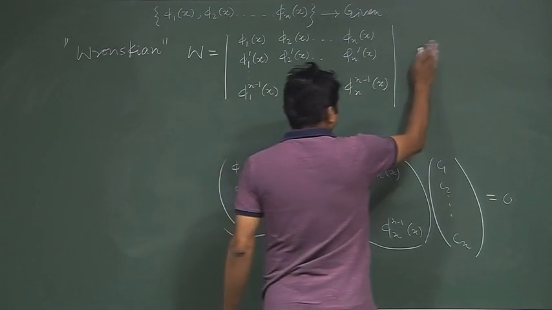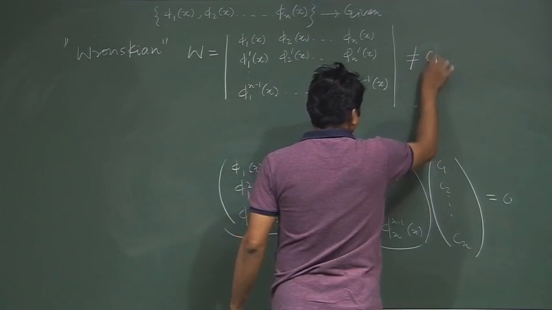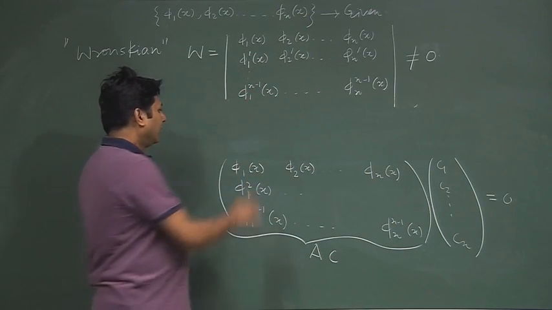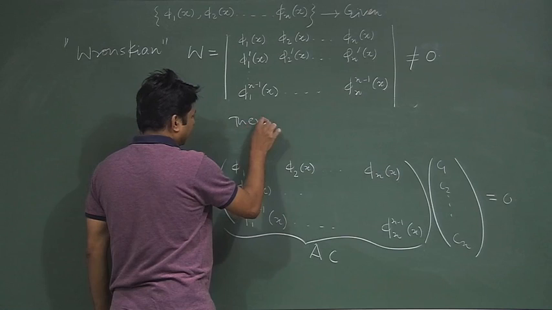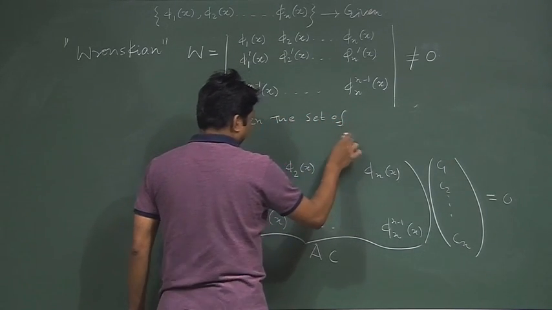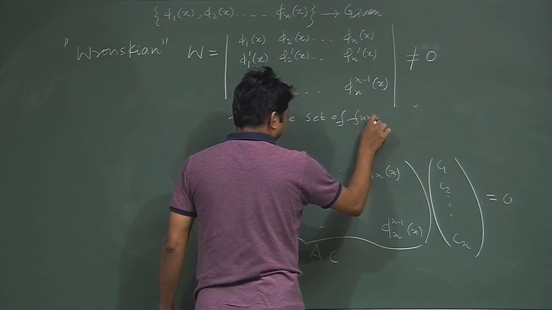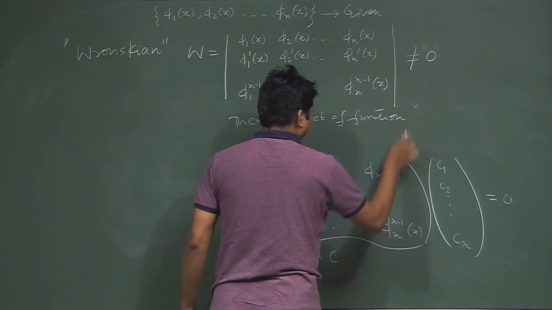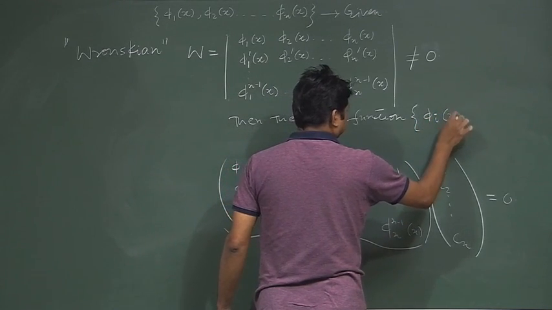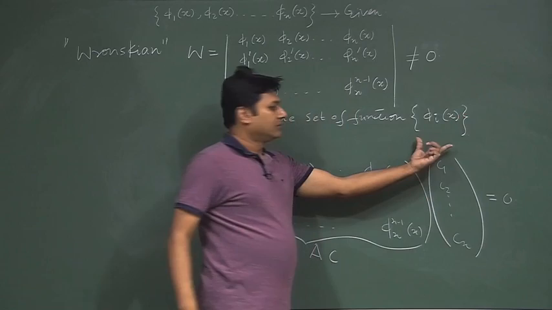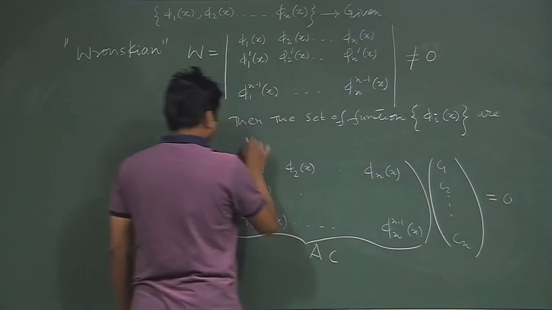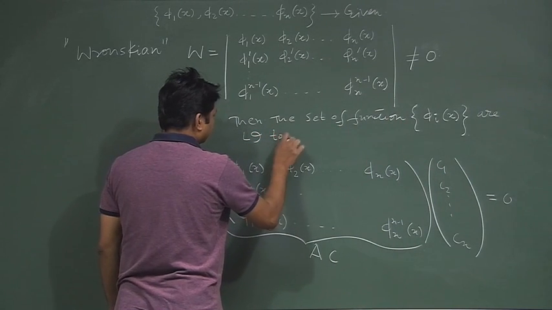If this Wronskian is not equal to 0, and I can calculate easily whether it is not equal to 0 or not, then the set of functions here, rather I should not say vectors, this set of functions are linearly independent of each other.